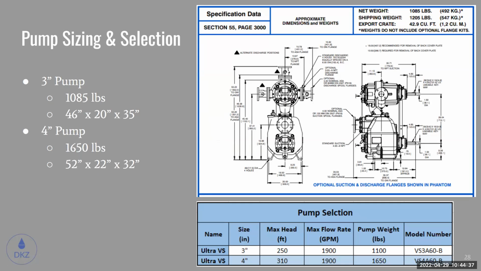You can see our 3-inch pumps will weigh 1,085 pounds with dimensions of 46 by 20 by 35 inches. And then our 4-inch pump weighs 1,650 pounds with dimensions of 52 by 22 by 32. And then down on this chart below, you can see the maximum head and maximum flow rates. Our system is not going to be anywhere near our maximum flow rate for these pumps. And then the weight and model number for each.